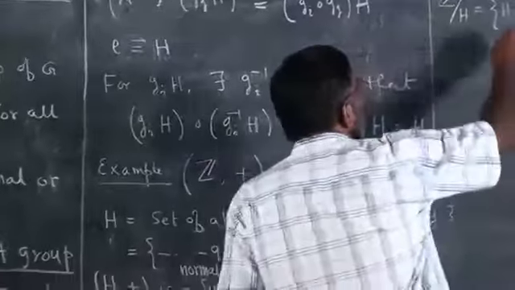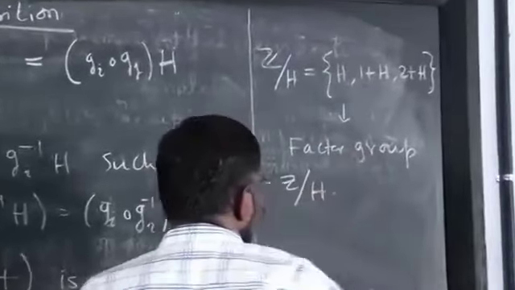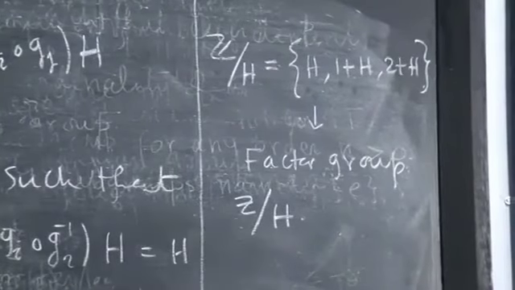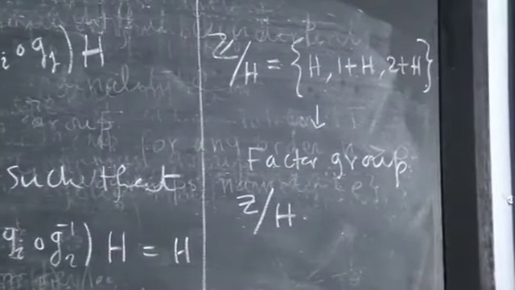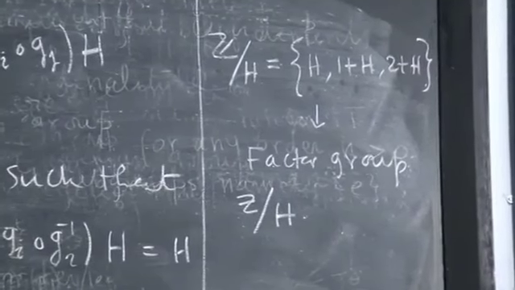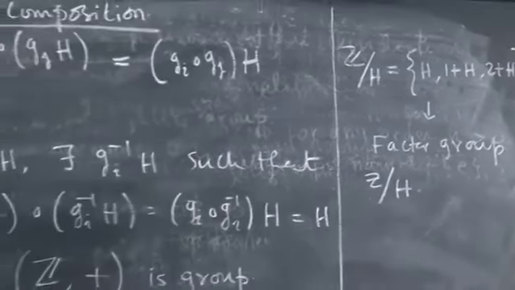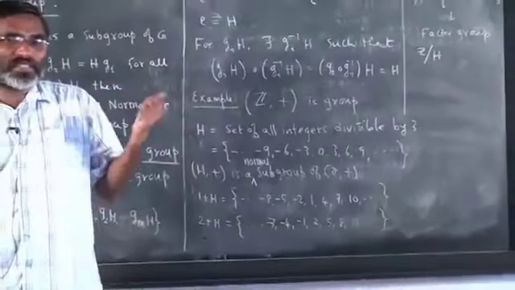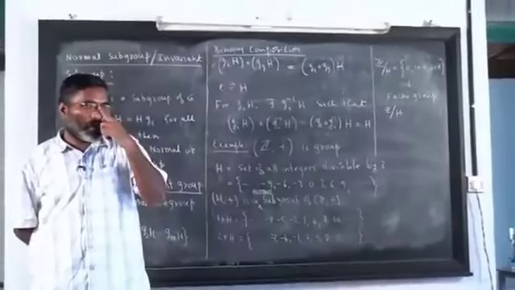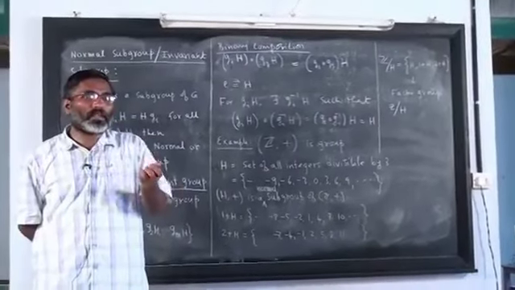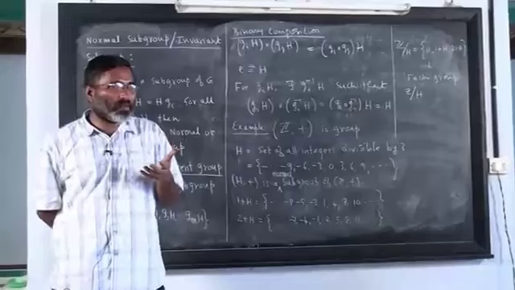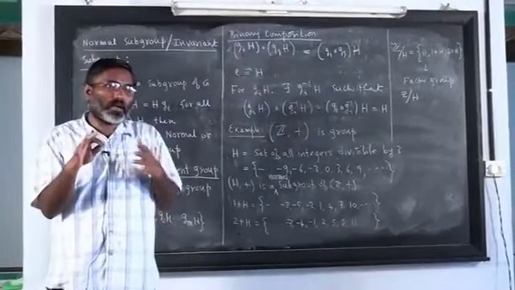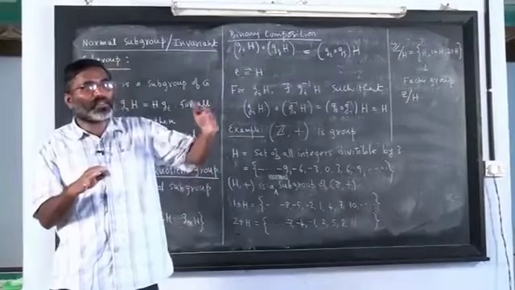This is called Z divided by H, where H is given as integers divisible by 3. So it is a 3 element group. It's a set of sets. Each set is an infinite set, but the factor group is finite. So many times in physics, we use this trick. We have, for example, in crystallography, space groups. Space groups are point groups and translations. Translation is an infinite group.